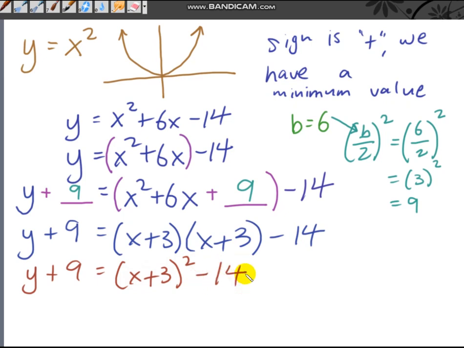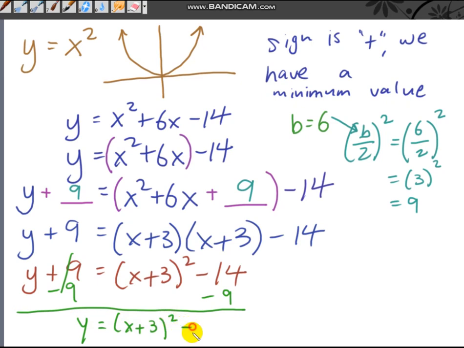Okay. Now, what we want is to get y by itself. So in order to get y by itself here, we're going to subtract 9 on both sides. So when we subtract 9 on both sides, what we get on the bottom is y equals, and then x plus 3 squared minus 23. Okay? And this is basically our parabola.